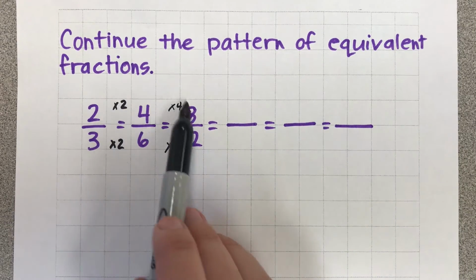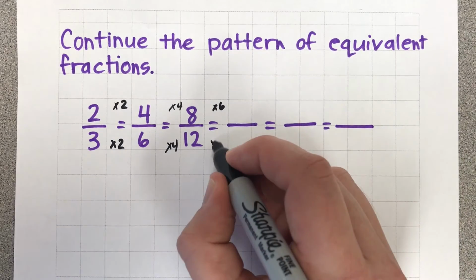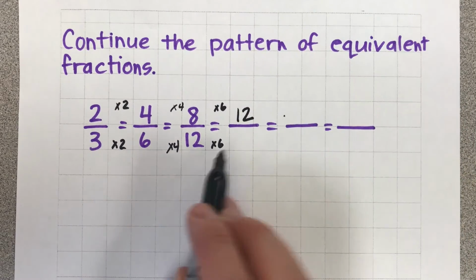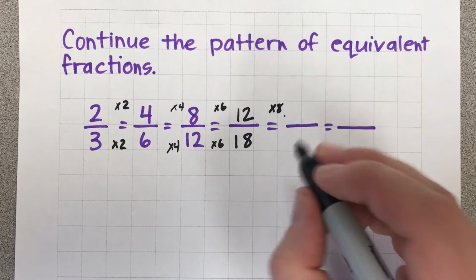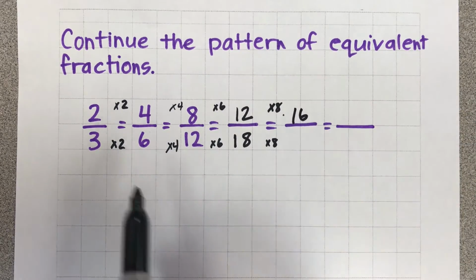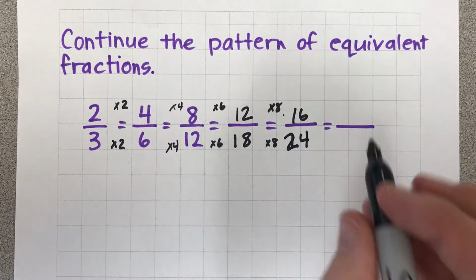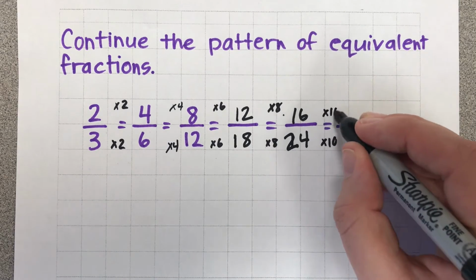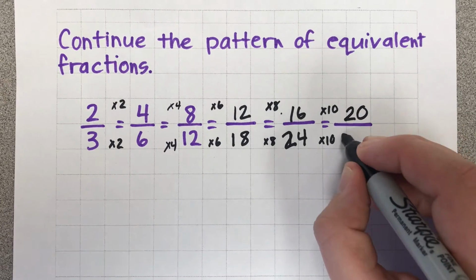As we can see, we're going up by 2s. 2, 4. So the next multiplication we're going to want to do is 6. 2 times 6 is 12. And 3 times 6 is 18. 2, 4, 6. Now we're going to multiply by 8. 2 times 8 is 16. 3 times 8 is 24. All right, 2, 4, 6, 8. And the last one we'll multiply by 10. 2 times 10 is 20. And 3 times 10 is 30.